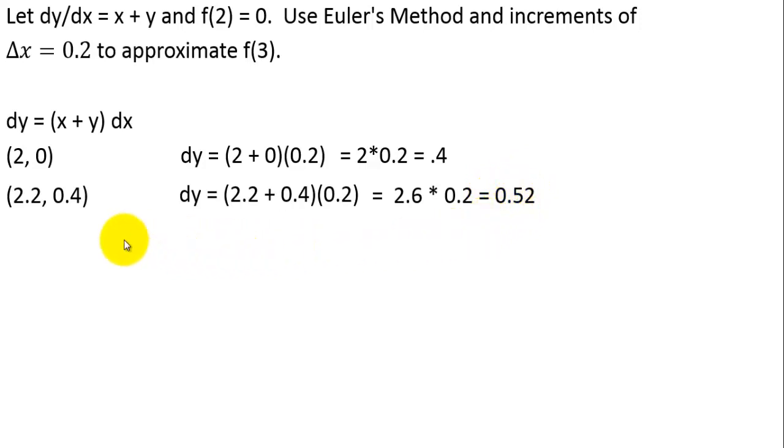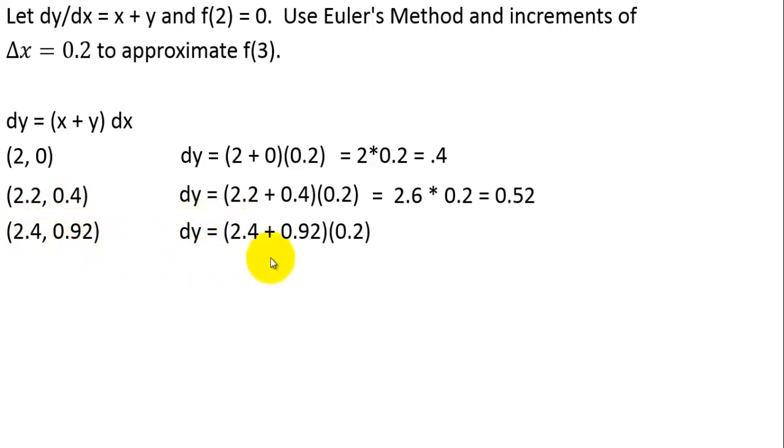So we take that value, we add it to the y that we already have, which is 0.4. X is changed by 0.2. That makes our next x value 2.4. So now we have 2.4, 0.92, and we repeat the process. We plug the x in for the x, the y in for the y. X is changing by 0.2. 2.4 plus 0.92 is 3.32 times the 0.2. So now this is the new change in y. We add 0.664 to 0.92, and we get 1.584.